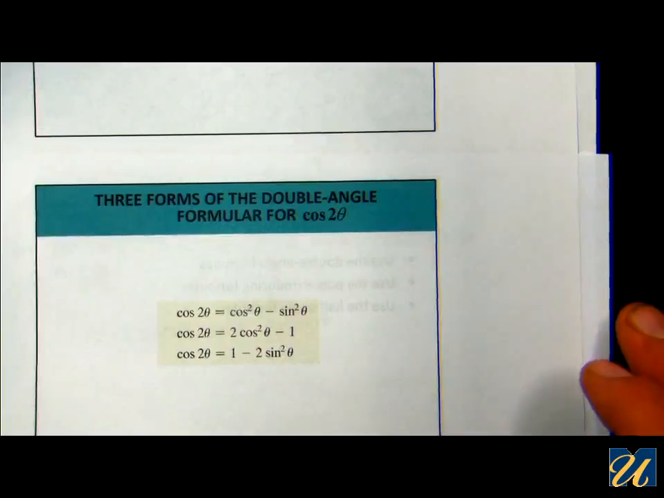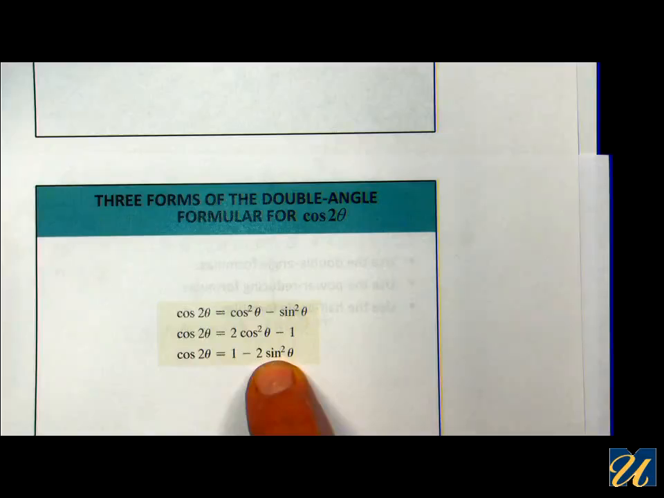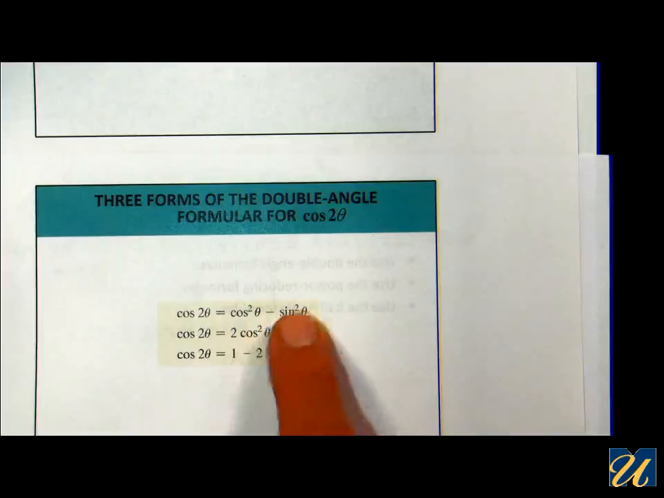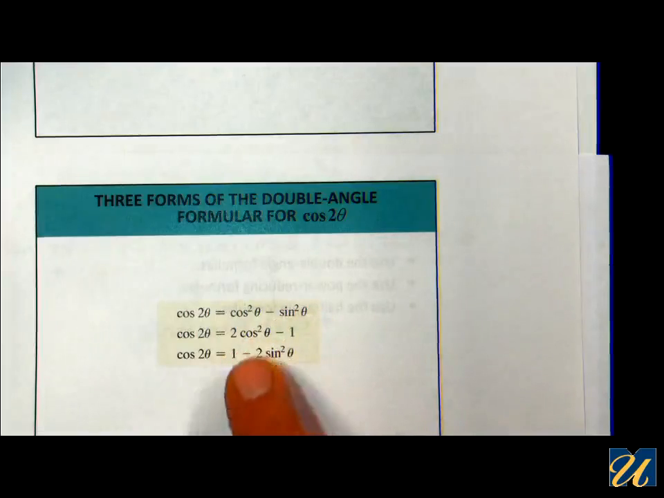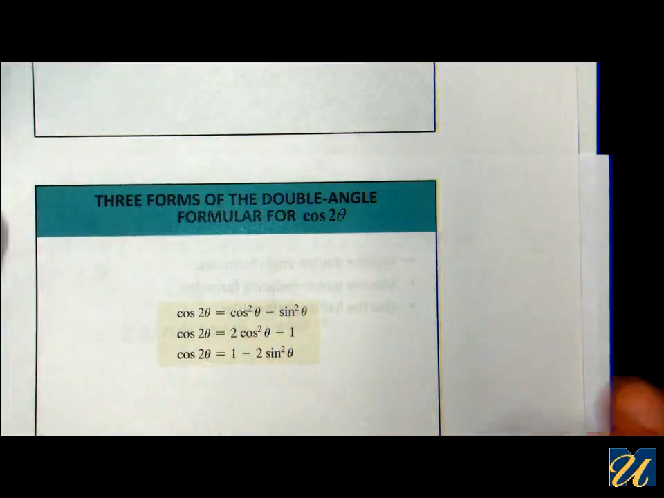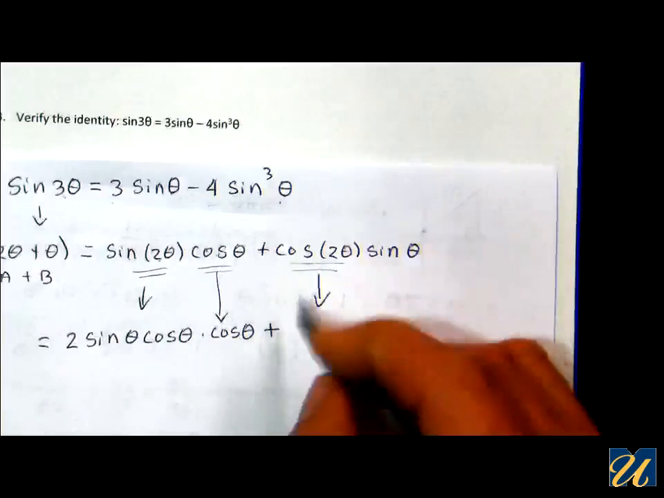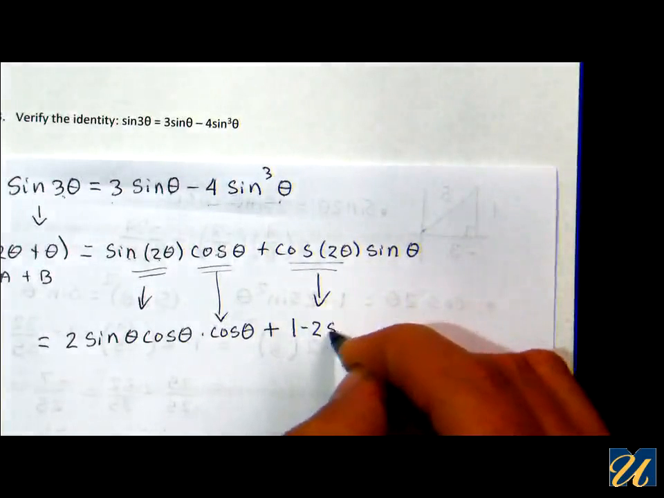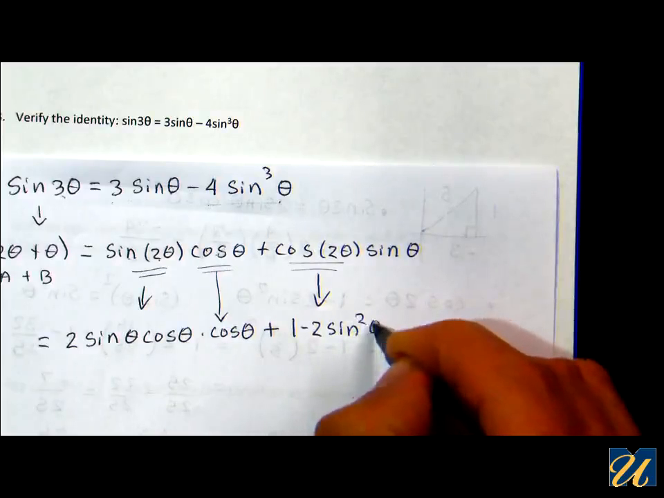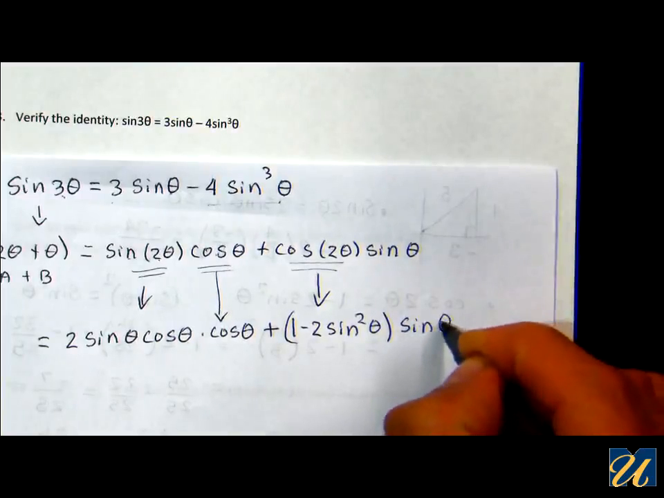Hint, we're going to have only sine functions on the right side of the identity. So I'm going to choose this one, which only involves the sine function. And these are sine and cosine, or only cosine. So this is the one that we want to use. So replace cos 2 theta with 1 minus 2 sine squared theta. So replace this here with 1 minus 2 sine squared theta. Now all of that is multiplied by sine theta.